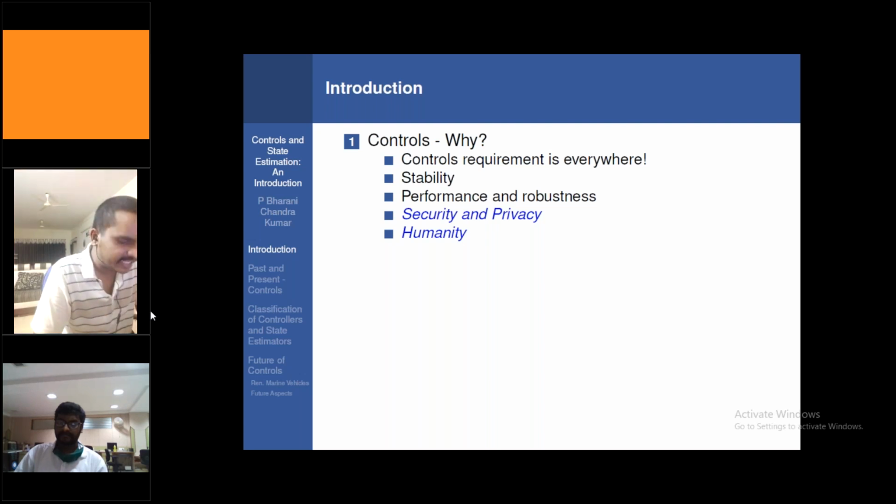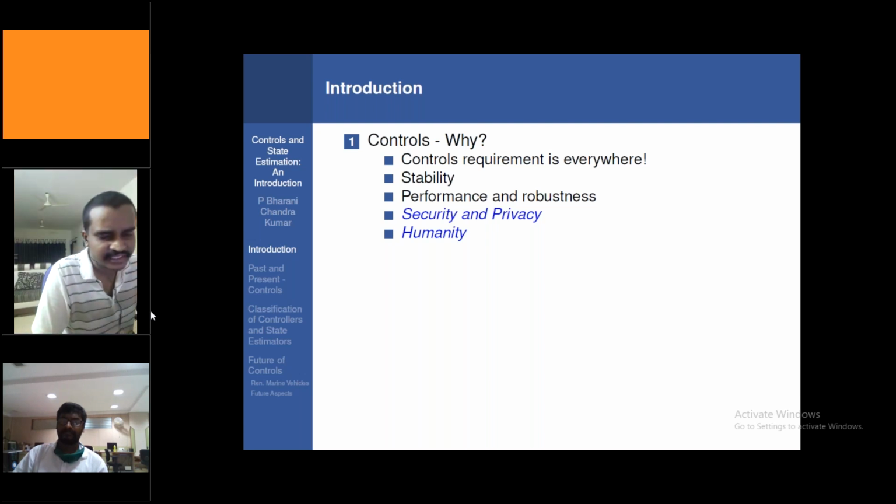And the next thing is humanity. Whether the control system is required for humanity? Yes. Because if you see the modern healthcare technologies, which combine the closed loop control system, people are still working on them. One such application where the control engineer's requirement is necessary is the artificial pancreas, or the treatment of Alzheimer's or many diseases.